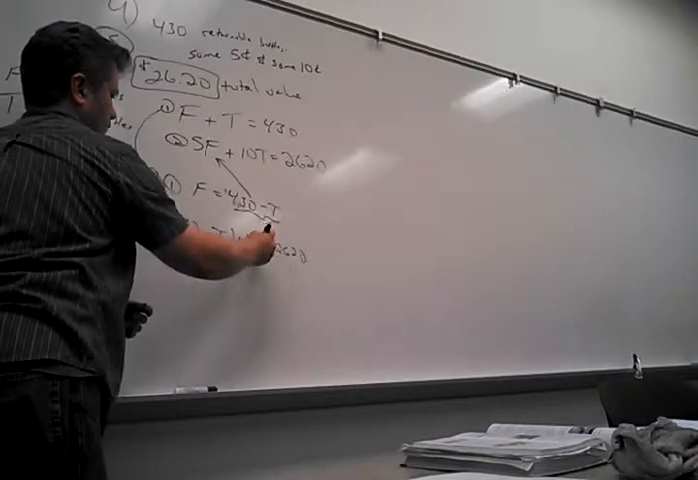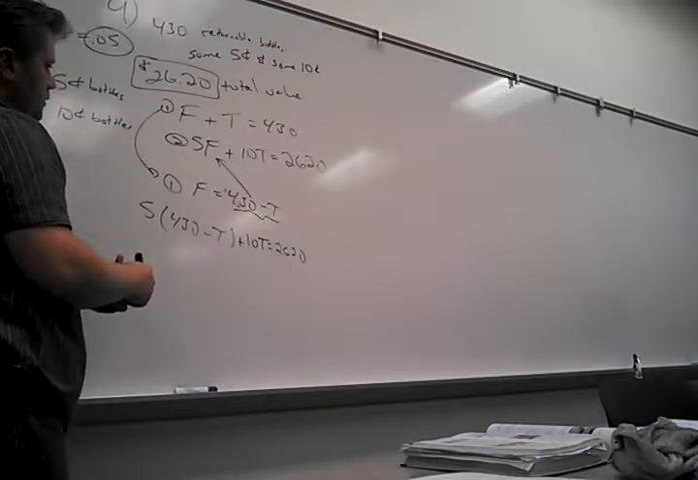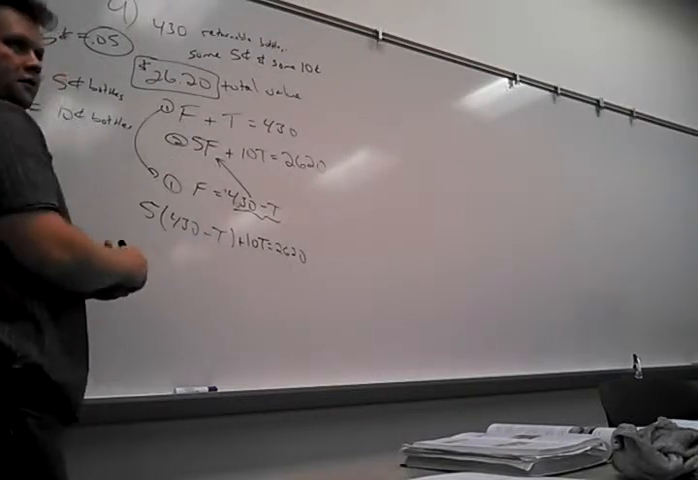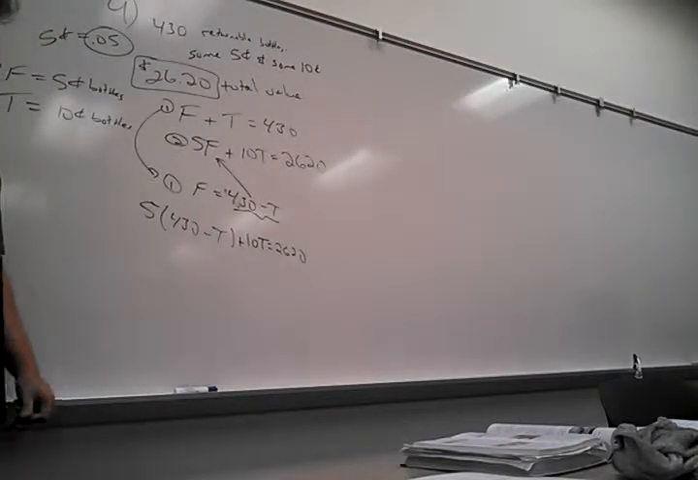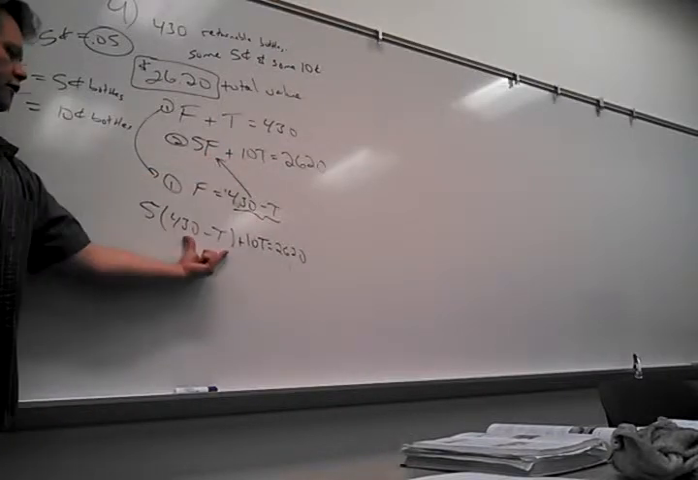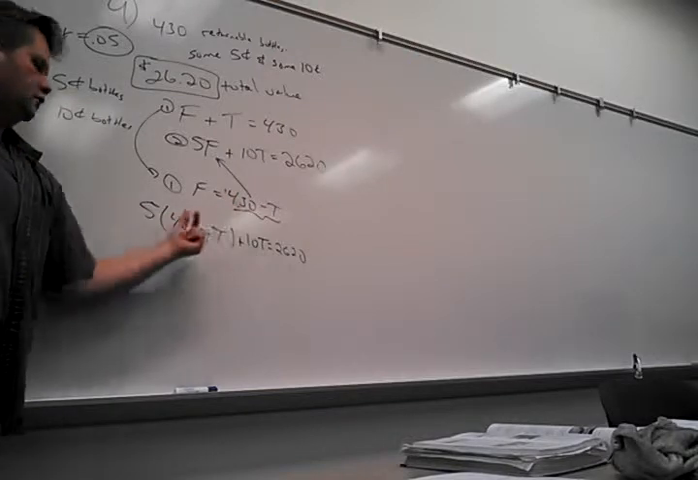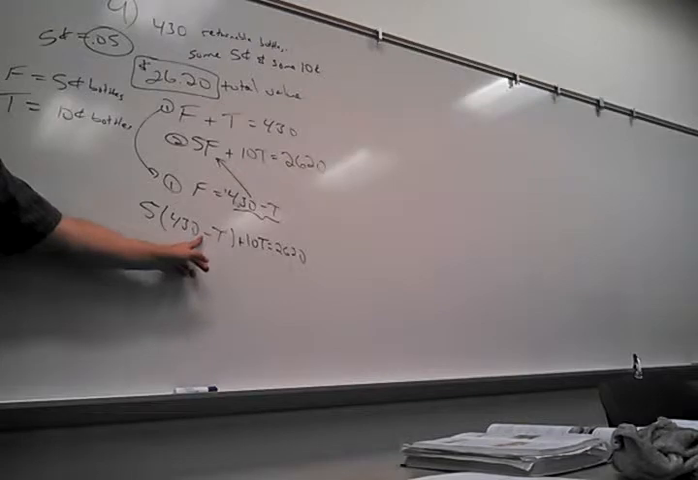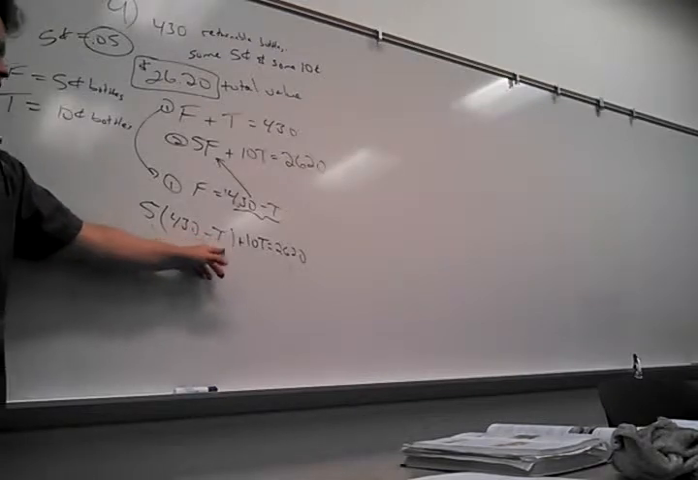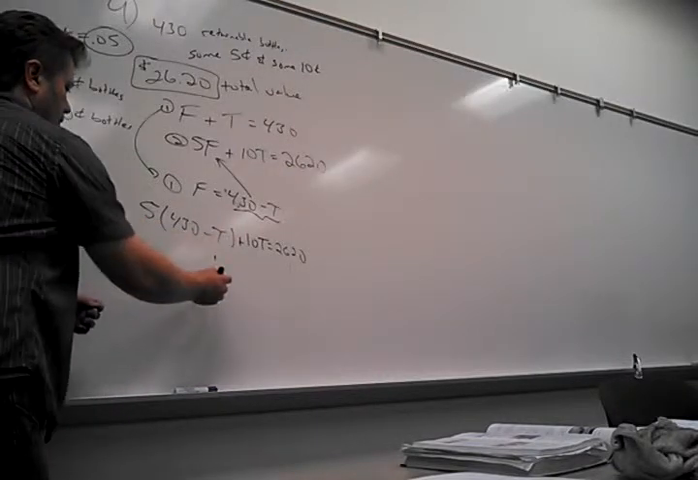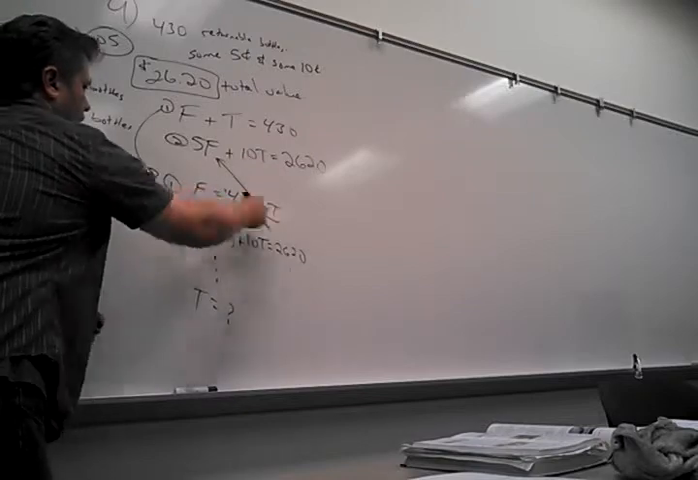Oh, 10T. Oh, I see. There's no S's up here. I knew that was a 5. So rewriting this equation, 5 times F, but what's F? This. So 5F plus 10T equals 2620. I just plug in what F is. And the nice thing is now I only have T's to worry about. I can solve for T. Once you get T, you plug it back in, you get F.